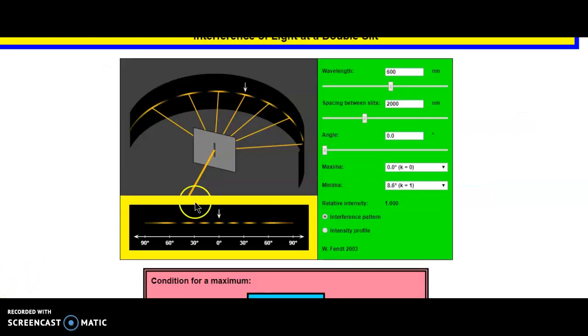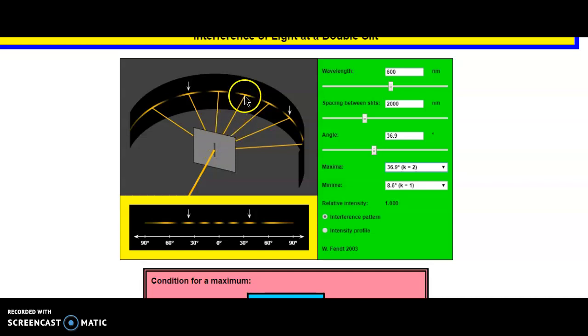Let us see it. Here I have wavelength 600 nanometers. Spacing between slits 2000 nanometer. As you see, the spacing between two slits here. And this angle is equal to 0 because it's asked about first minima. I asked about second. Here I have 0 minima, first minima, second minima. You see it? It is 36.86, almost 36.9 degrees. So this is the second.